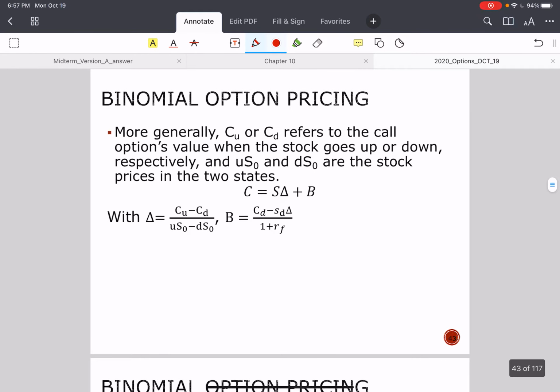We have a general formula, right? If the possible stock prices have only two values, go up or down, then the call price can be given by this formula, where S is the stock price, delta is given by this formula, and B is given by this formula. We also learned that this delta is essentially the hedge ratio.